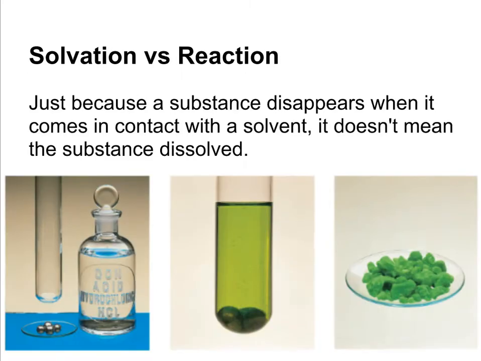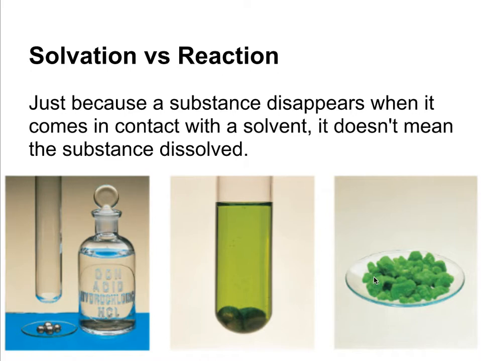Just because a substance disappears when it comes in contact with a solvent, that doesn't mean that the substance was dissolved. It could mean that the two substances underwent a chemical reaction together. In this example, iron pellets are soaking in concentrated hydrochloric acid, and instead of dissolving the iron, we're ending up with a green product of a chemical reaction.